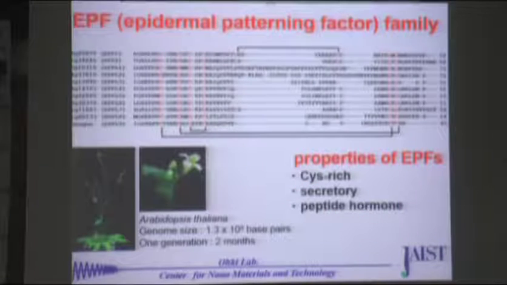Then a bioinformatician searched for similar proteins in the Arabidopsis genome sequence. And they found 9 similar peptides in the database. The plant scientists checked the activity using knockout and knockdown plants, and they found that this one increases the stomatal density. That's quite an interesting thing.